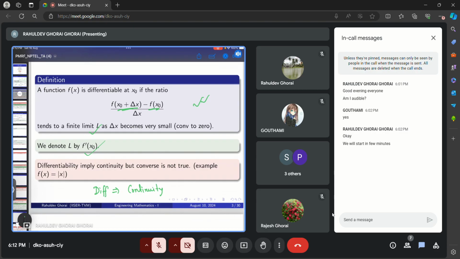And what does this imply? Differentiability implies continuity; not continuity implies not differentiability. So these are some logical statements. Differentiability implies continuity, but the converse is not true.